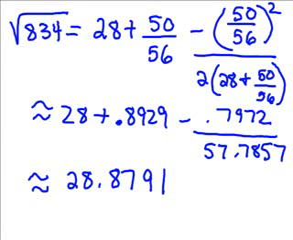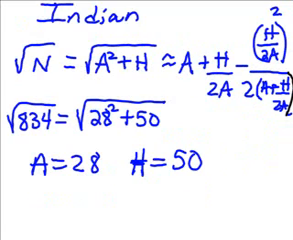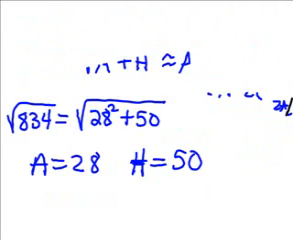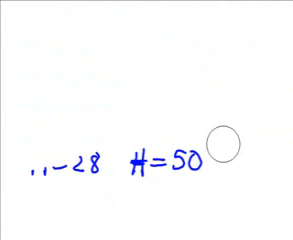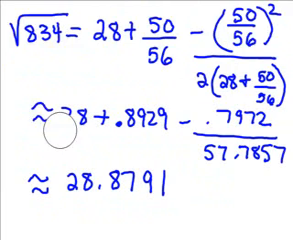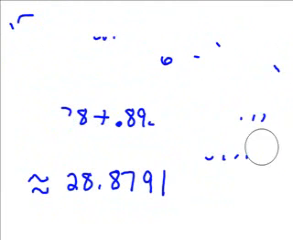So the answer that I'm getting using the Indian method is 28.8791. All right, we're going to go back now and do it one more time using the Babylonian method. So let me erase. The Babylonian formula is very similar to the Indian formula, but it's slightly easier. So I do ask you to try this one on the homework.